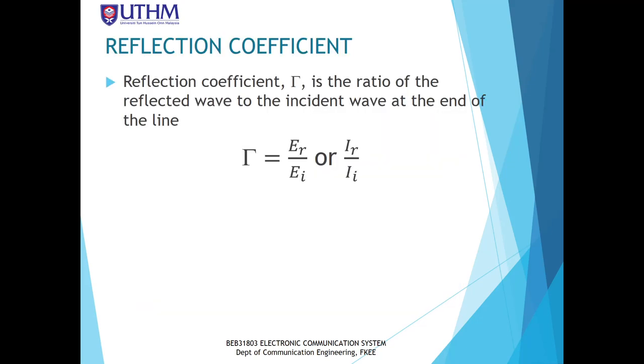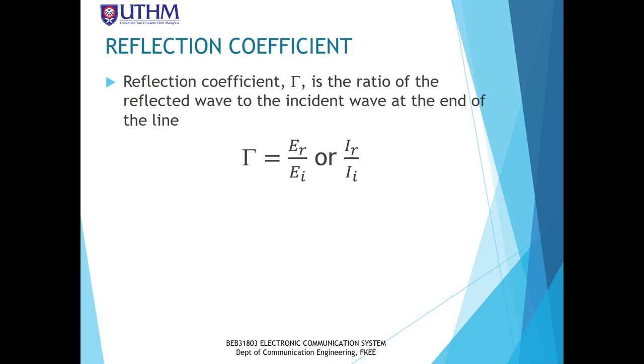Okay. So since we have a mismatch transmission line, kalau kita ada mismatch transmission line, maka akan ada beberapa parameter lain yang kita boleh lihat dalam transmission line tersebut. Okay. So we have other parameters for the transmission line.